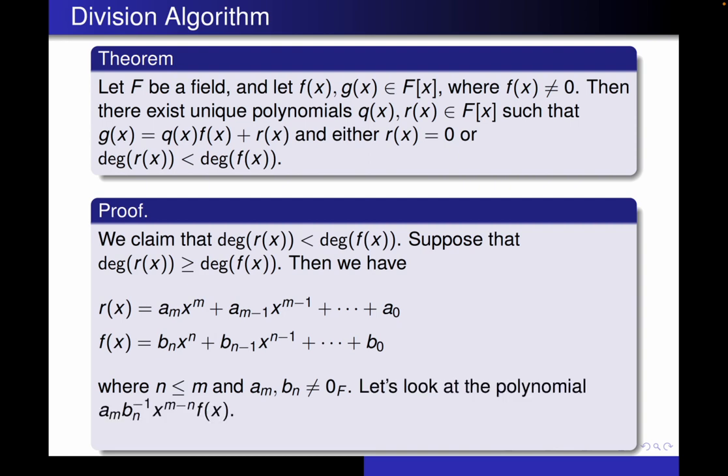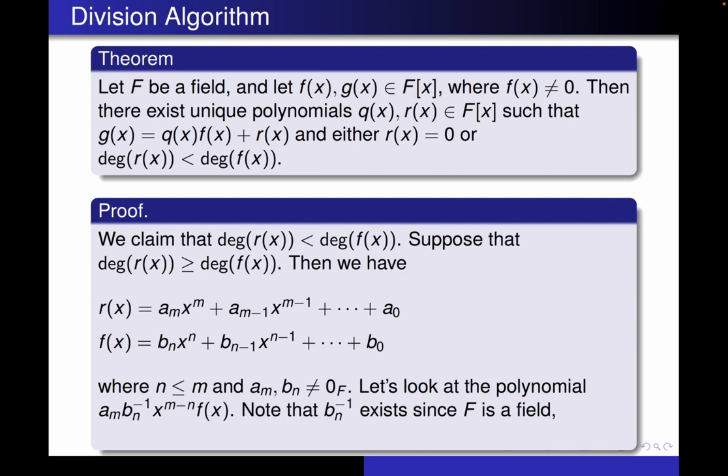So what we're going to do, and this may look strange if you're looking at this video without having done the in-class activities, but if you looked at the class activities at least far enough to figure these things out, what we're going to do is multiply our f of x by this very strange polynomial, a_m b_n inverse times x to the m minus n, and see what we get.